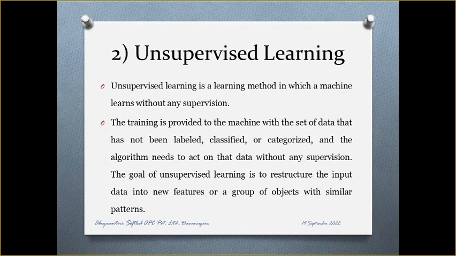Okay, so it doesn't have any output values, and the algorithm needs to act on that data without any supervision. It has to restructure the input data, and it has to understand the hidden pattern which is present in the data set. Okay, so thereby it has to understand on its own what kind of data is present and how it should be analyzed, what the dependencies are, what the kind of distribution of the data set is, and how it should be predicted. So all those steps will be decided by the machine itself.